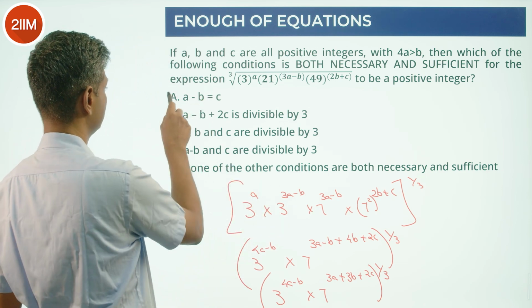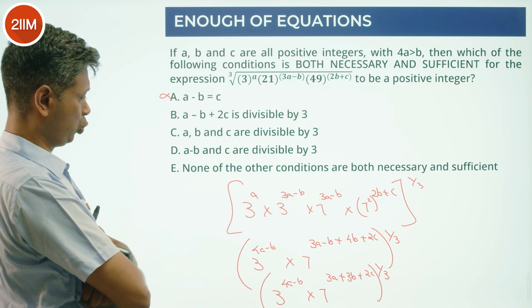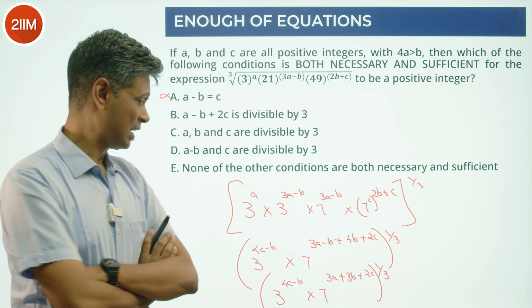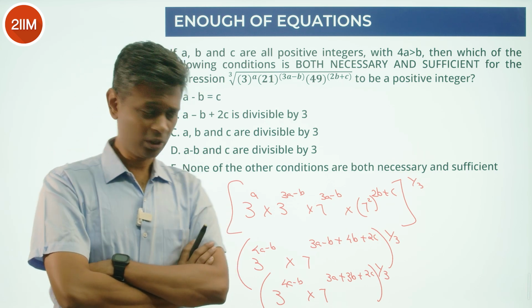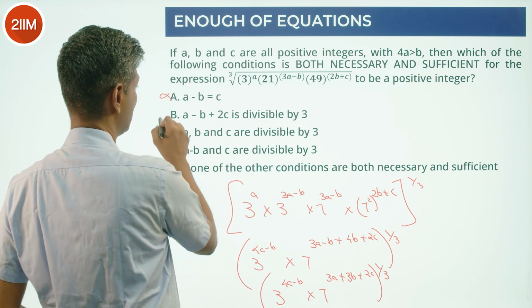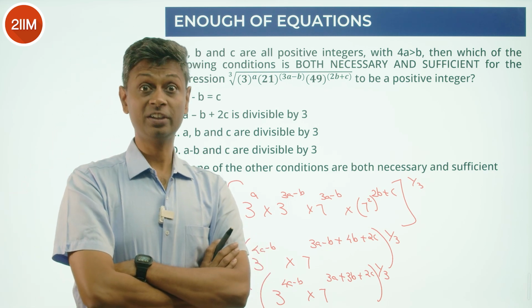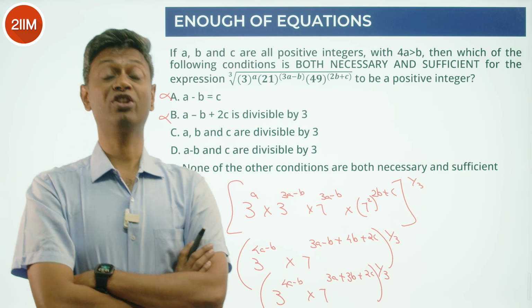This is not a minus b plus 2c. No, it's divisible by 3. That doesn't help. I cannot add everything. That doesn't work. a, b and c are all divisible by 3. That is sufficient. We'll have to think about whether it is necessary.